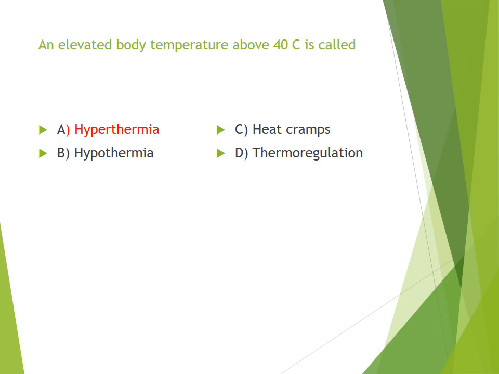An elevated body temperature above 40 degrees centigrade is called A. Hyperthermia, B. Hypothermia, C. Heat cramps, D. Thermoregulation. Correct answer is hyperthermia. Hyperthermia is a condition where the body temperature rises above 40 degrees centigrade.